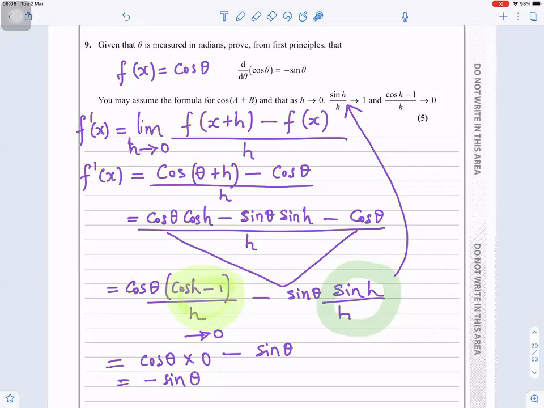Now we've been given some assumptions. So what we want to do, we can separate them and then we can factorize. So we can have cos theta bracket cos h minus 1 over h. So we factorize cos theta out. It comes out of the bracket. We have cos h minus 1 divided by h. Minus, we can have sine theta sine h divided by h. But we are told that sine h over h tends to 1.